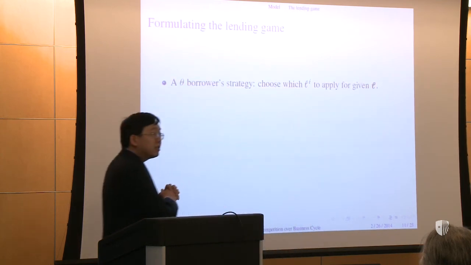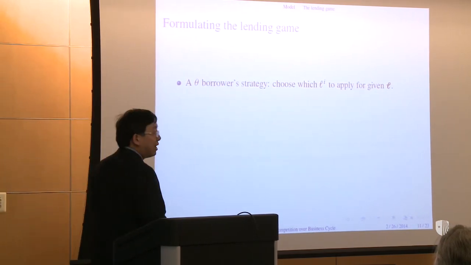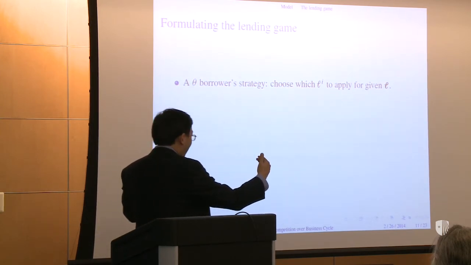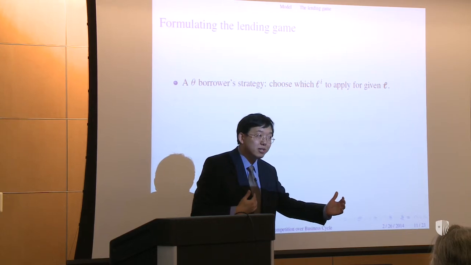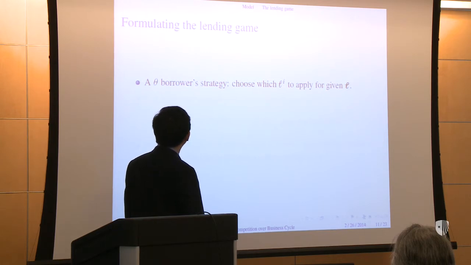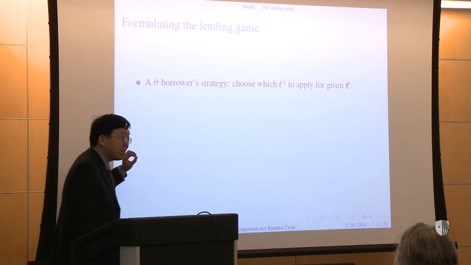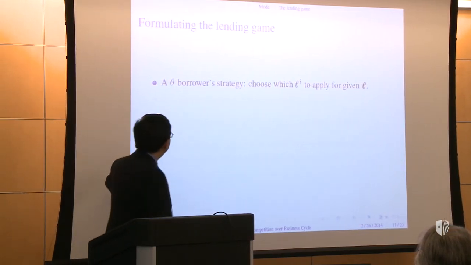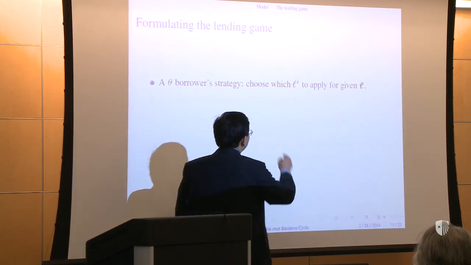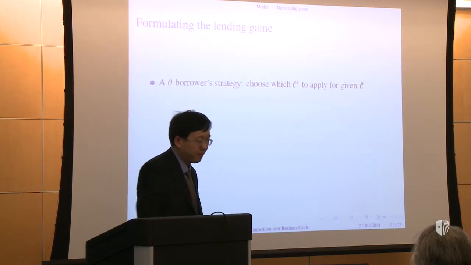So the timing of this lending process suggests that within each period, what we have is actually a lending game. It's a game between banks and borrowers, and also among those N banks. So let me be more specific about this. First, let me specify the strategy of a borrower. For a type theta borrower, its strategy is to choose which loan, Li, to apply for, given the loan offering profile of all those banks.